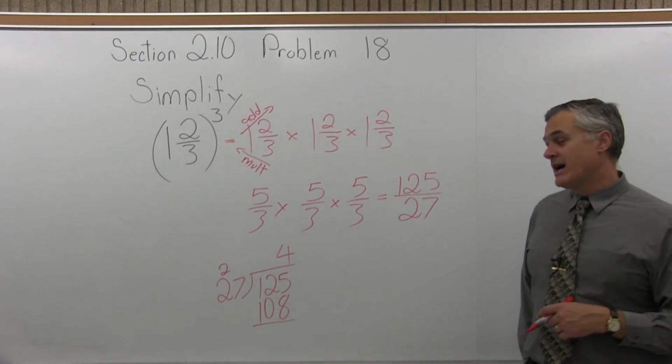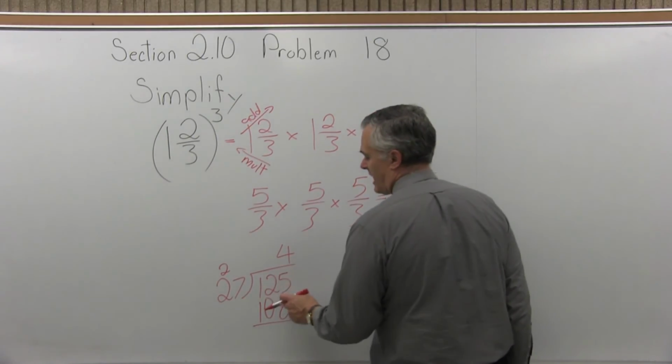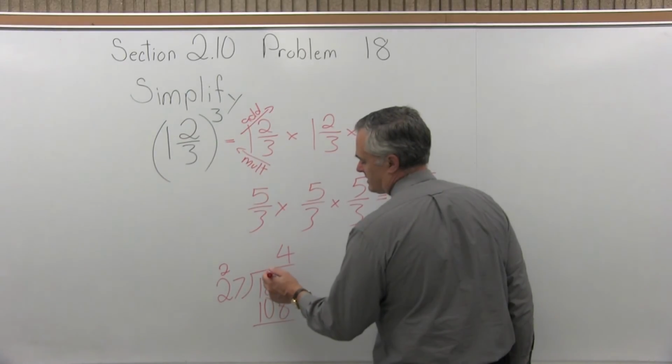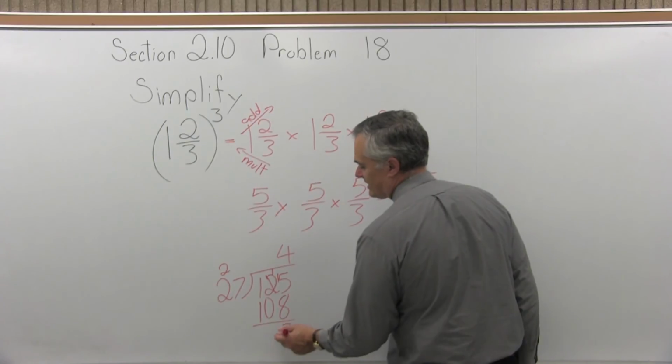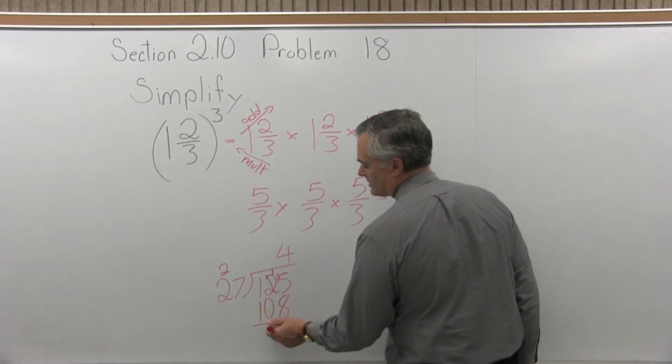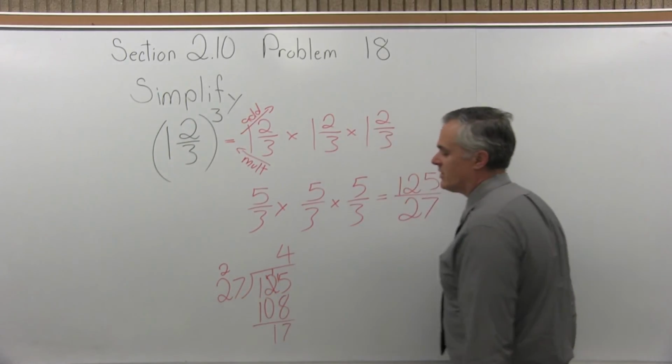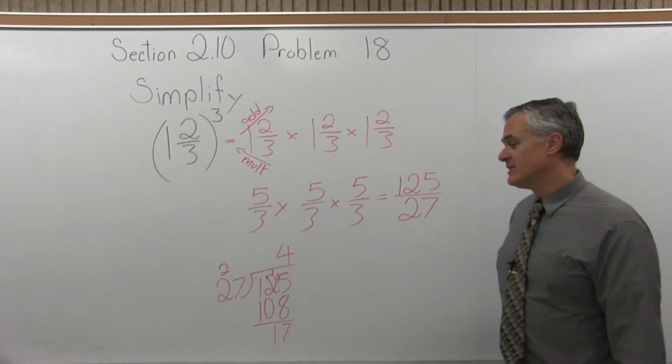So now I'll subtract 5 minus 8. I'll have to borrow. So let's make that 2 a 1, make the 5 a 15. 15 minus 8 is 7. 1 minus 0 is 1. 1 minus 1 is 0. So I have a remainder of 17.